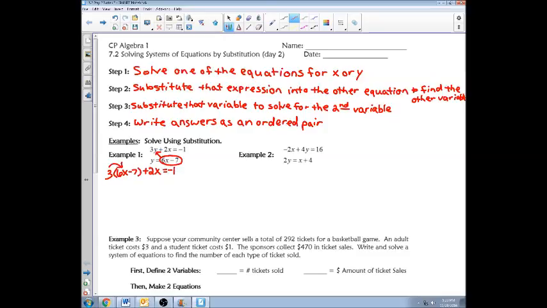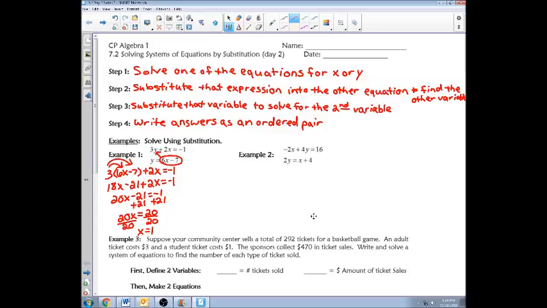I'm going to distribute the 3. So it'd be 18x minus 21 plus 2x equals negative 1. I'm going to combine like terms, so 18x plus 2x is 20x, minus 21 is equal to negative 1. I'm going to add 20 to both sides. I'm sorry, I'm going to add 21. That's my fault. I apologize. So I'm going to add 21 to both sides. So then 20x will equal 20. Then I divide by 20, so x would equal 1.